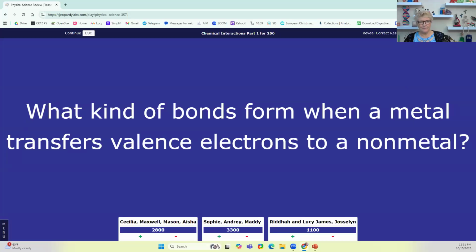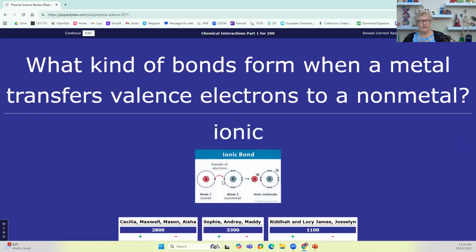Anybody on team 2? Sophie, Maddie, you can help him out. Sophie: Ionic bonds. Yeah, it's giving one of its valence electrons completely over to the other one. So it has one less and the new one has one more. That makes them slightly negative and slightly positive, so they stick together. That's the strongest kind of bond that we have.